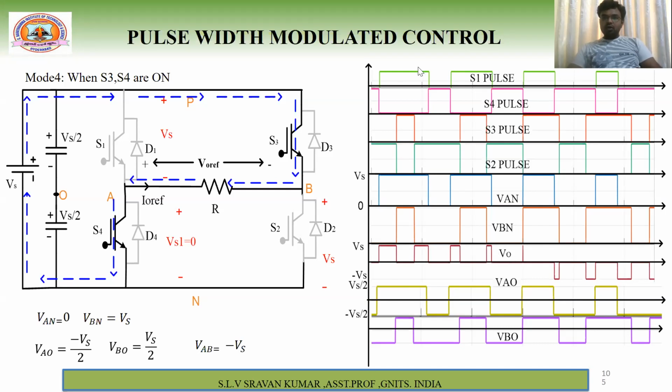See here. How many pulses are there? This one is only one pulse. For one pulse, how many output pulses are there? Two output pulses. So that's why we can say that it is double that of your bipolar scheme.